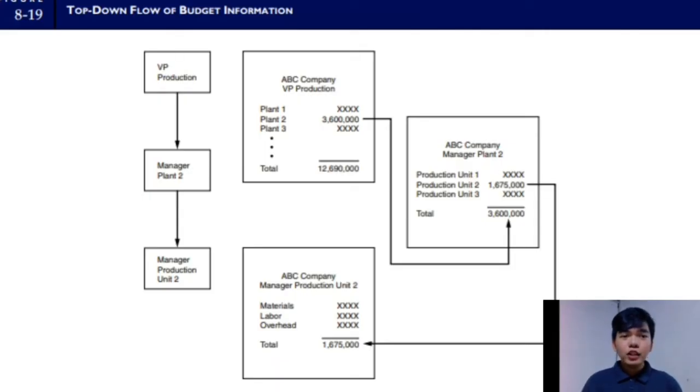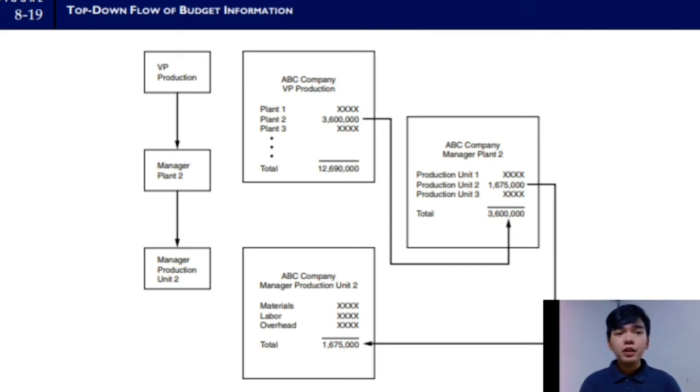Next is the table about top-down flow of budget information. We have 3 levels of management here. So we have production, VP of production, manager of plant 2, and manager production unit 2.